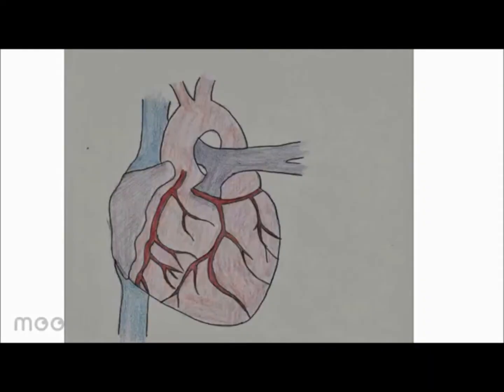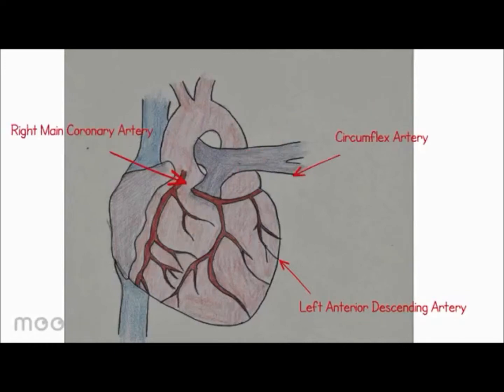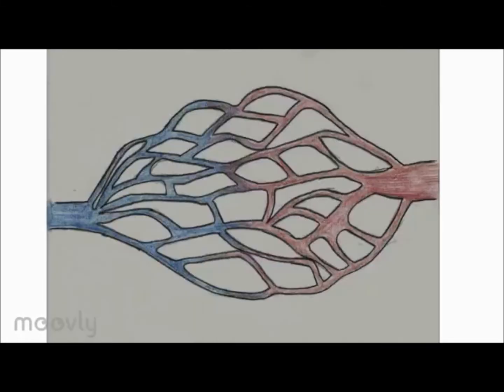The heart's oxygen and nutrient supply comes from two main arteries. The left main coronary artery, which divides into the left anterior descending and circumflex branches, and the right main coronary artery. Because the left and the right coronary arteries and their branches lie on the surface of the heart, they are sometimes referred to as the epicardial coronary arteries. They deliver blood flow to different regions of the heart muscle.